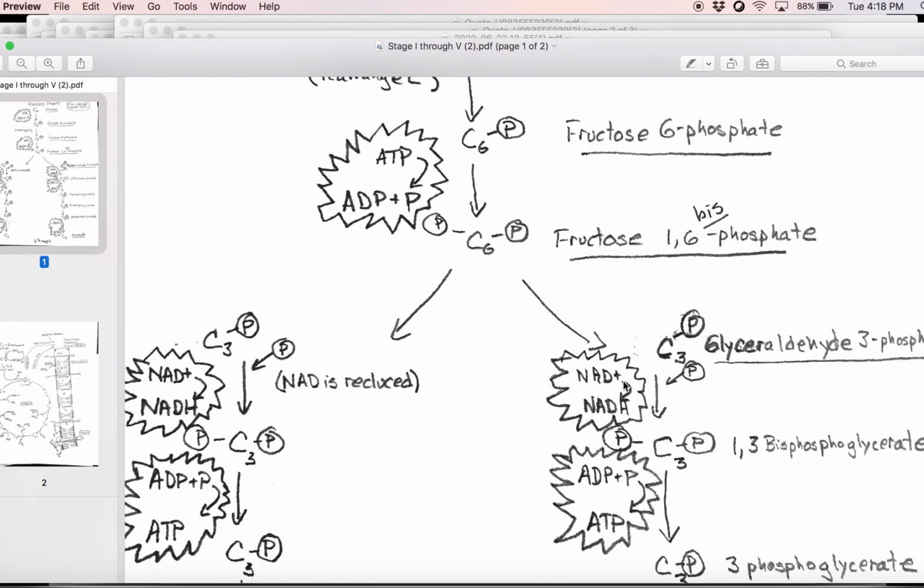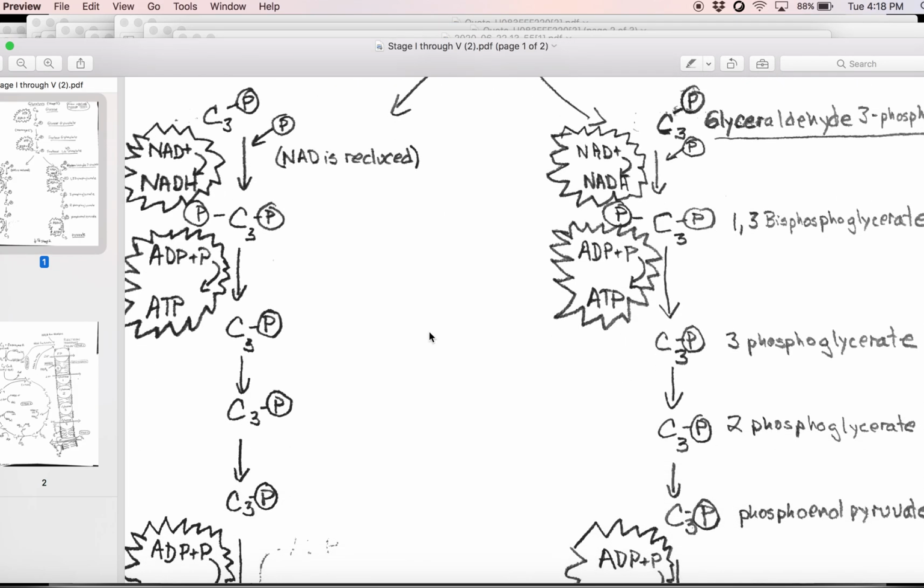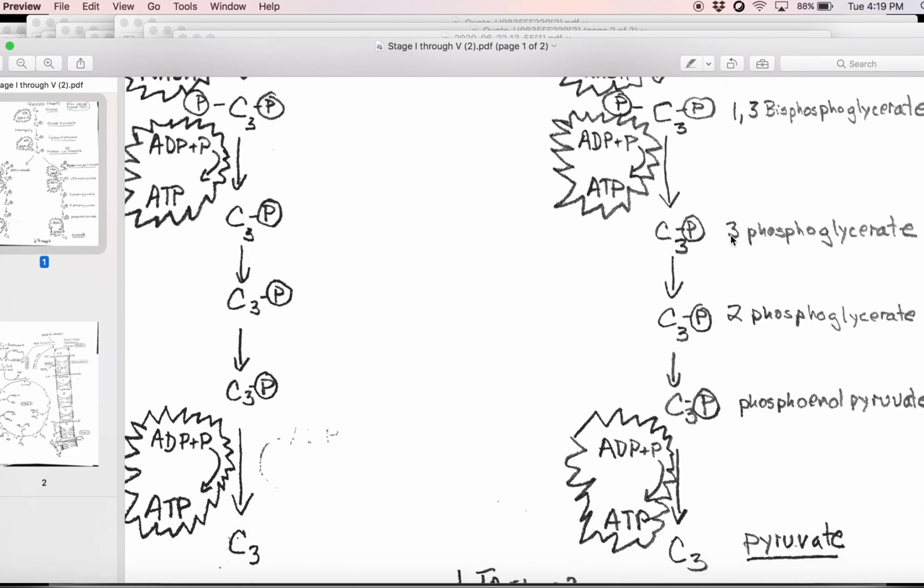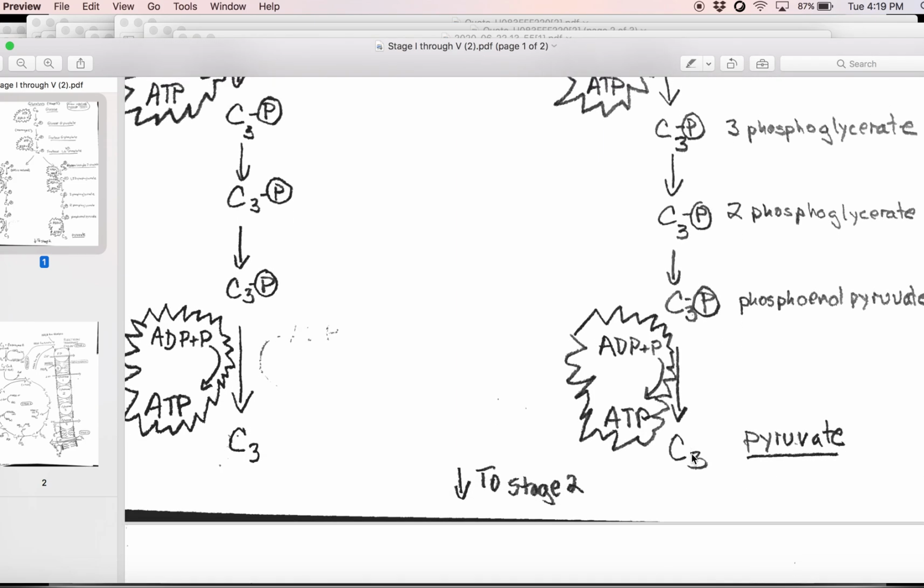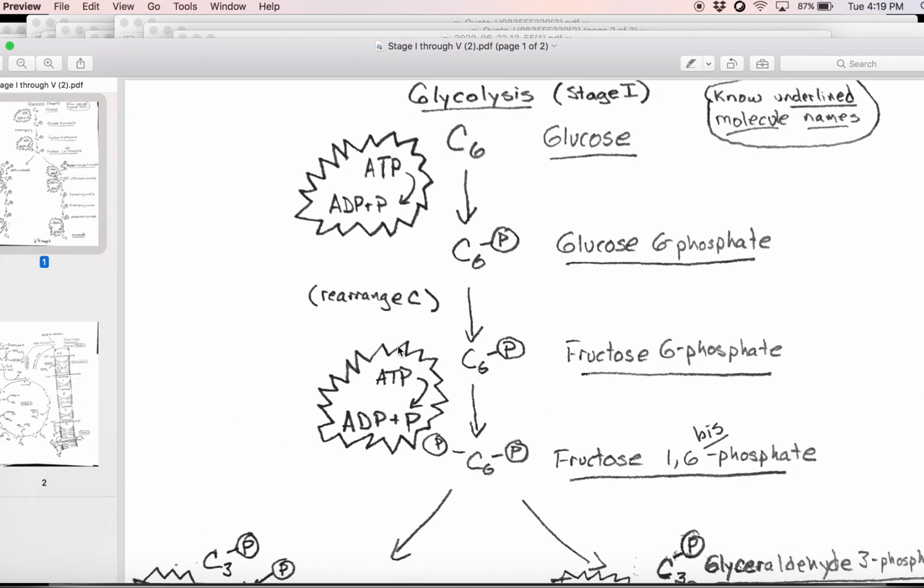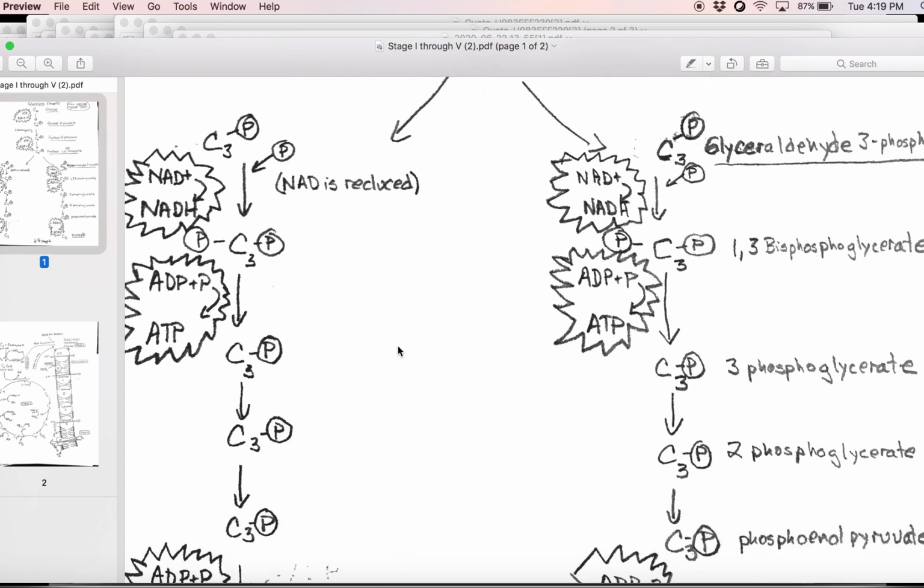I spent 2 ATPs up here. So at this point, I am net zero for ATP, but I also have 2 NADHs, which later on is going to make me some ATP. Then I move that phosphate from the 3 position to the 2 position, and then I rearrange that 3-carbon molecule, and then finally I make pyruvate, and in that last step I also make an ATP. So if glycolysis is all I've got, because there's no oxygen around, I make 4 ATPs total.